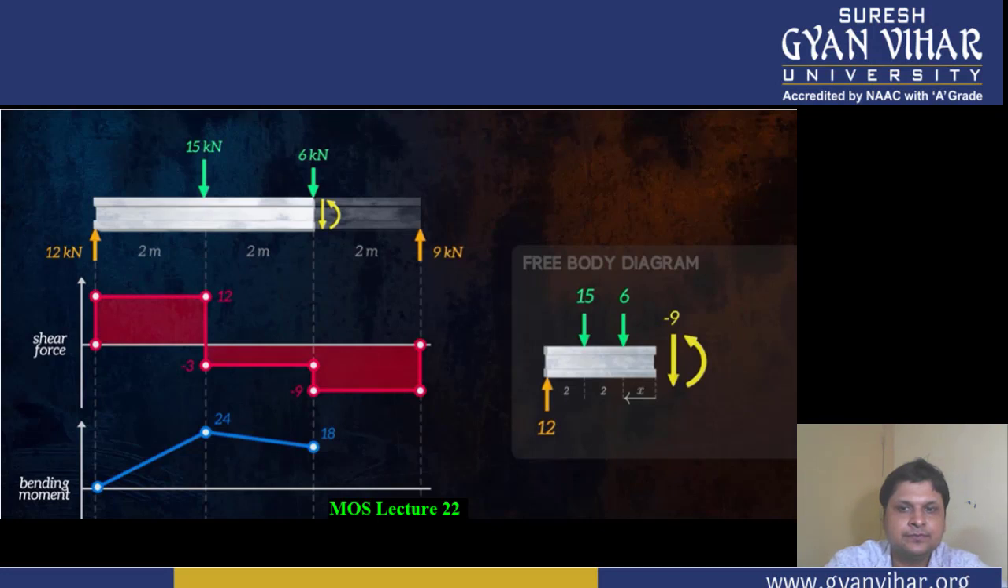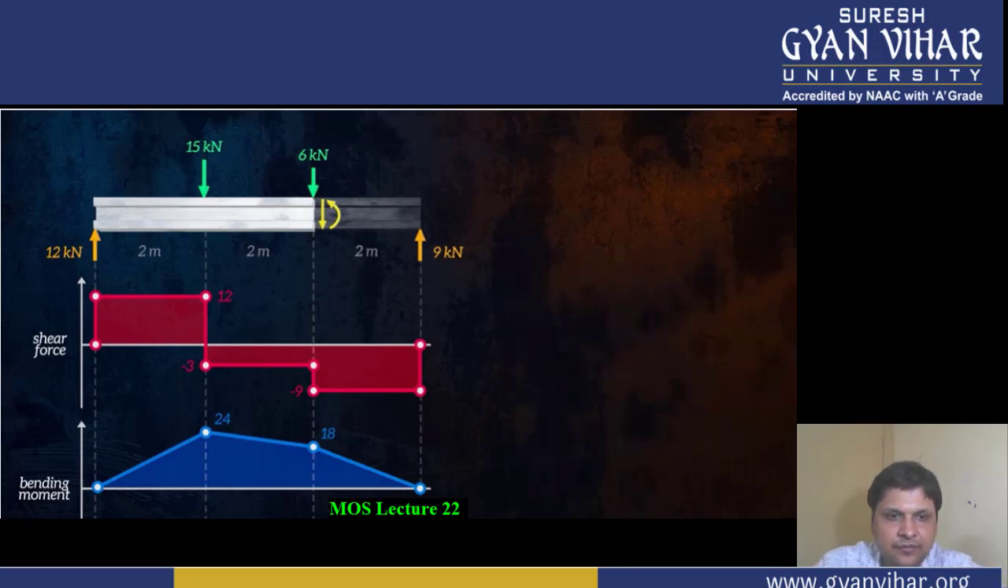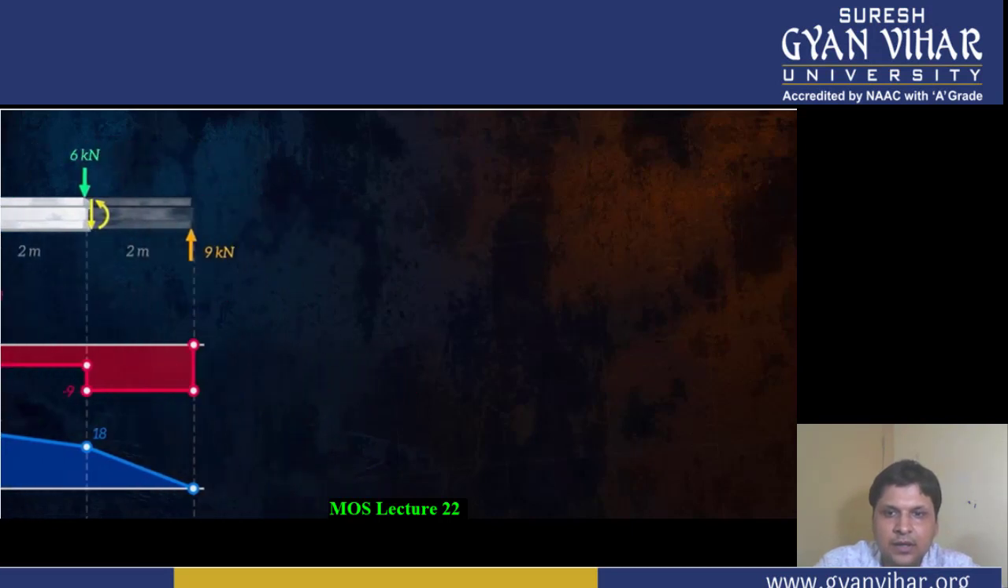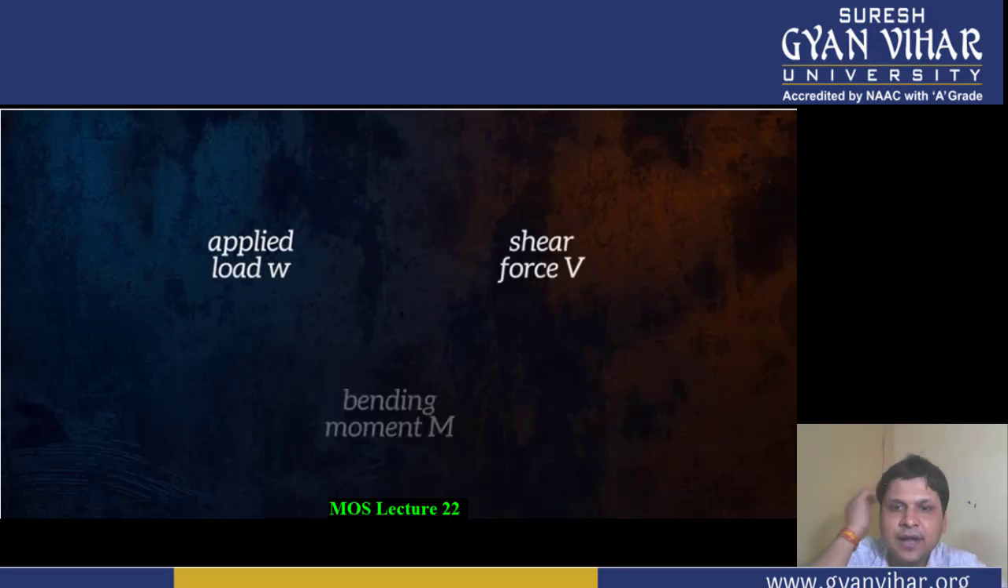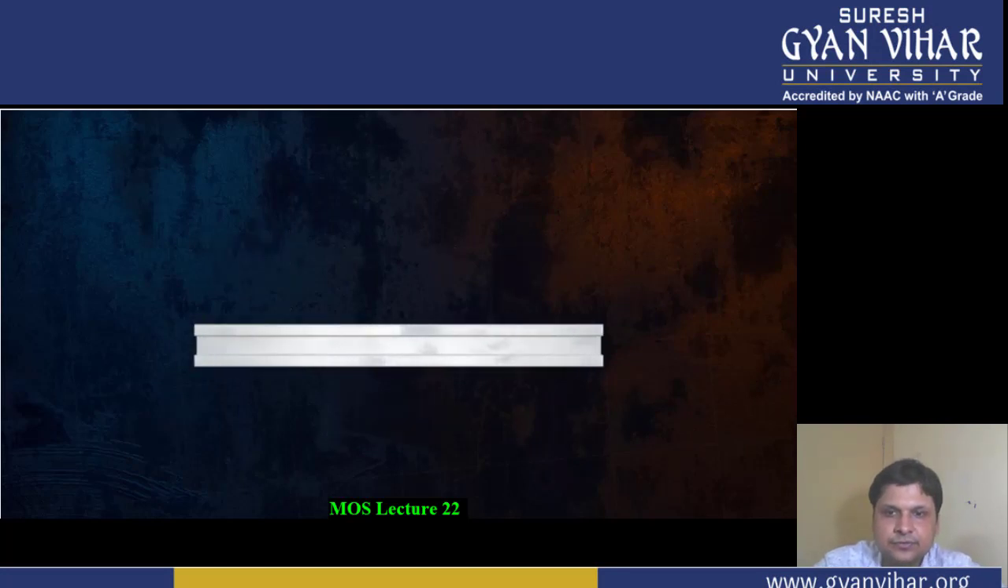We end up with the complete shear force and bending moment diagram for the beam. You can see that example is a fairly simple example, but sometimes it can be a difficult one for more complex loading. There are relationships between the applied load, shear force and bending moment which will help us better understand what our diagram should look like.